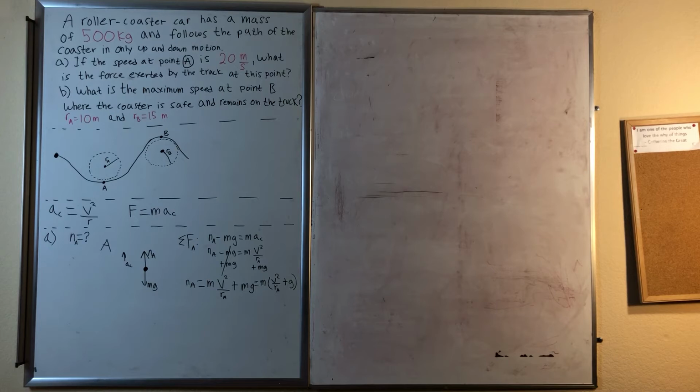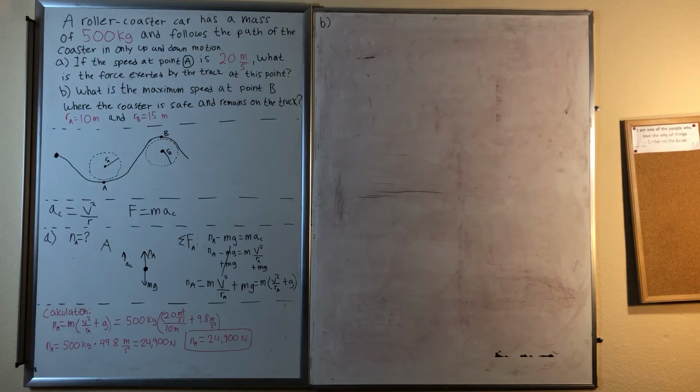Now with the sum of forces for part A, it's time to calculate. Rewrite the equation n sub A equals m times v squared over r sub A plus m times g, and now plug in our values of 500 kilograms times 20 meters per second all squared divided by 10 meters plus 9.8 meters per second squared. Simplifying, n sub A equals 500 kilograms times 49.8 meters per second squared, and finally can get 24,900 newtons. The normal force for point A is 24,900 newtons, and with part A solved, let's move on to part B.